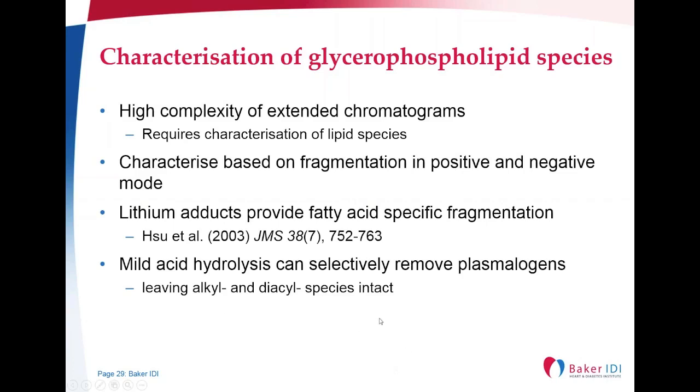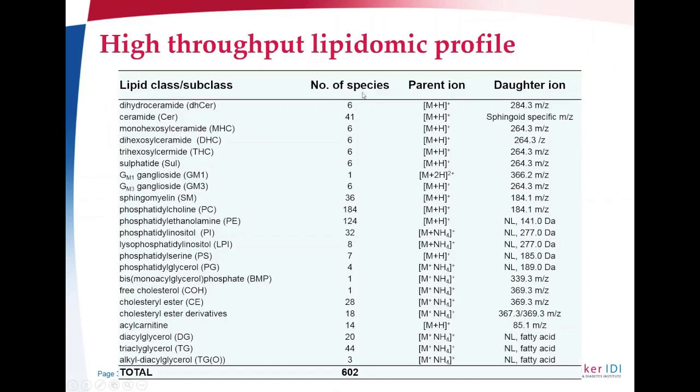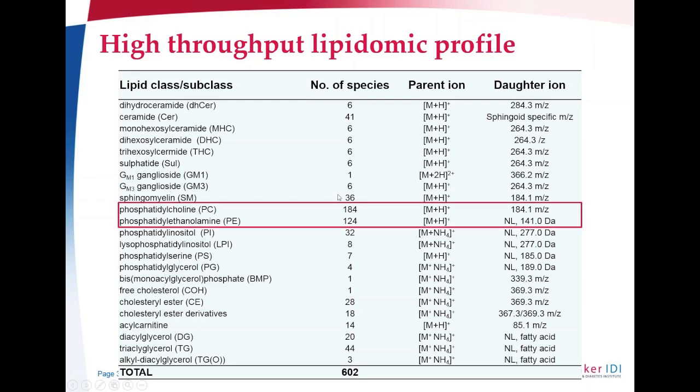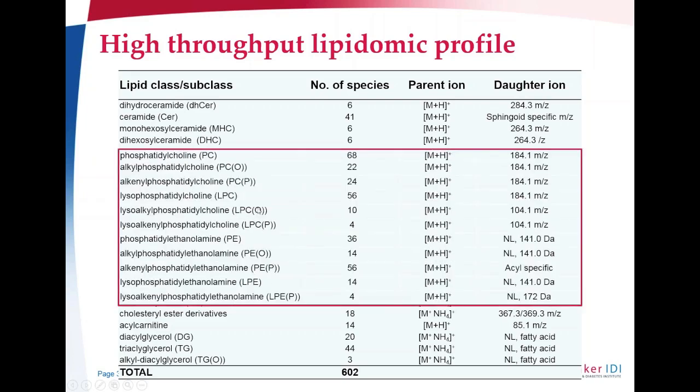So using those types of approaches, we've then expanded our profiling from the 350 species we had initially to just around 600 now. We've added a couple of new classes. We're looking at sulfatides and some additional ganglioside species as well as acyl carnitines. But mostly we've just been expanding and getting more detail of all of the phospholipid classes. Again, phosphatidylcholines and ethanolamines make up a large proportion of these. And again, we can expand those out into these different subclasses.